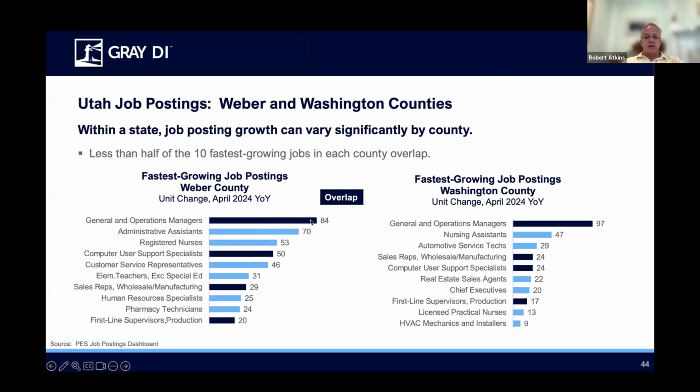We got a few that are consistent. General and operations managers, user support specialists, sales reps for manufacturing and wholesale, and first line production, all up 20% or more, and they're up in both sides of the chart. After that, it's a very eclectic list ranging from administrative assistants to registered nurses, HVAC installers, automotive service techs, nursing assistants, and human resource specialists. So you really do need to keep track in your local market to know what's going on and where you can place people coming out of your programs, and for that matter, what programs you may need to offer to meet labor market requirements.